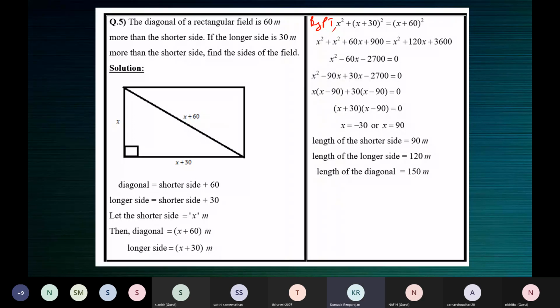So when you expand, we'll have to be careful, children. x plus 30 the whole square, a square, b square, 2ab; x plus 60 the whole square, a square, 2ab, b square.